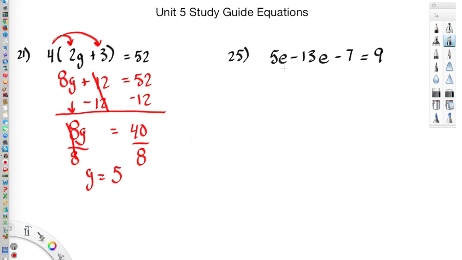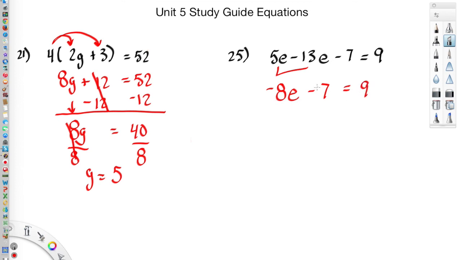That brings us to our next equation. This equation here I need to simplify as well. I have 5e minus 13e minus 7 is equal to 9. Well, 5e minus 13e is going to give me a negative 8e. Minus 7 is equal to 9.